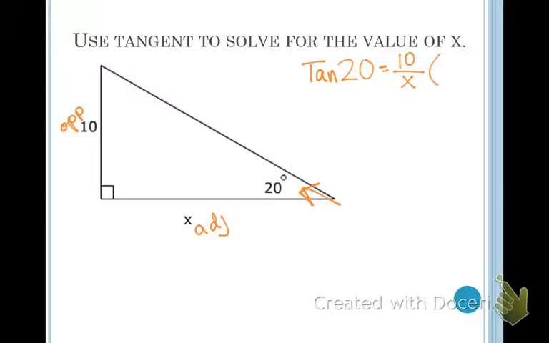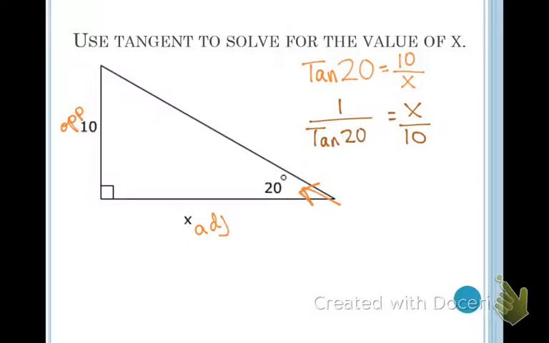So can I multiply both sides by 10 the way it looks right now? I cannot, because then I would just make this problem larger. You'd have 100 over x. It's not going to happen. So what do we want to do? We're going to flip both sides. So on the right, we have x over 10. And on the left, we'll have 1 over tangent of 20.